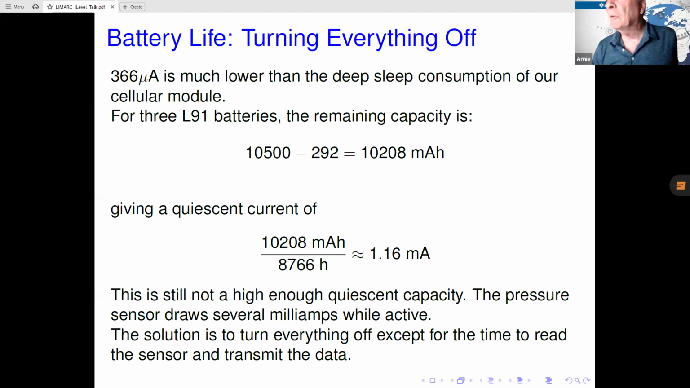So the only option that was left for us, since we didn't want to go to 4 batteries and make it a big bulky enclosure, was that we would basically turn everything off and reboot every 5 minutes.